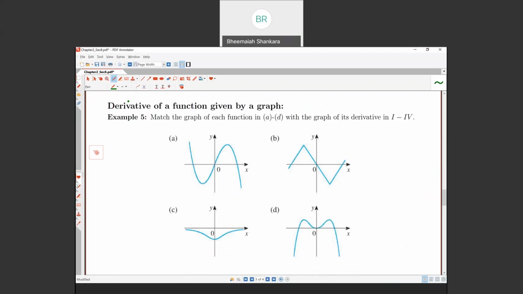So we have 3 rules to look at. So let me list the rules. Number 1, look for horizontal tangents. The meaning of horizontal tangents is f prime x, the derivative, is going to be equal to 0, which means the slope is 0 for the line. So you will look for f prime x which passes through the x-axis at the same points.